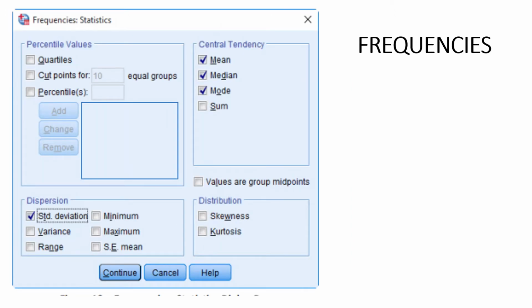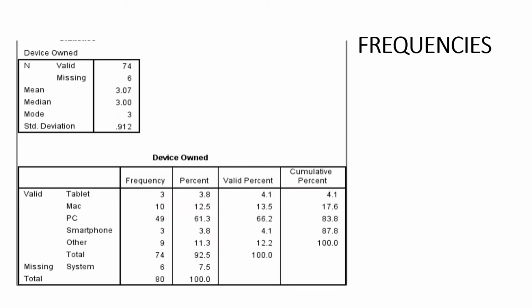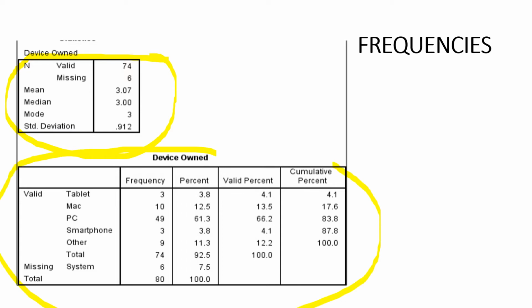And then you want to get some typical central tendencies of the variable. Here, mean, median, mode, and standard deviation are at least what you want to see. Okay, so here is the output that you will get from the frequency analysis. The first table you can see here is the central tendency table. You can see the mean, median, and mode here. And then the second table here is the frequency table itself.